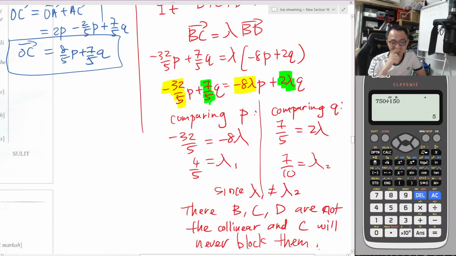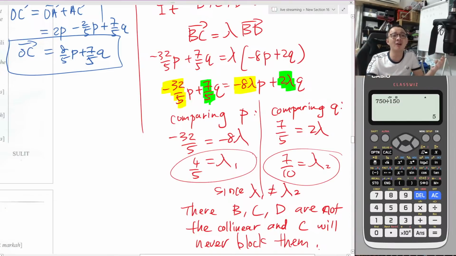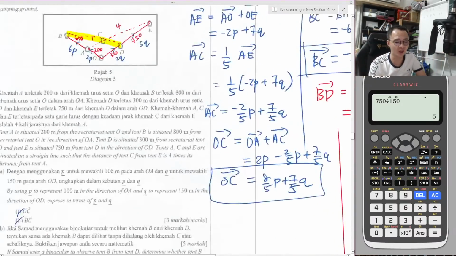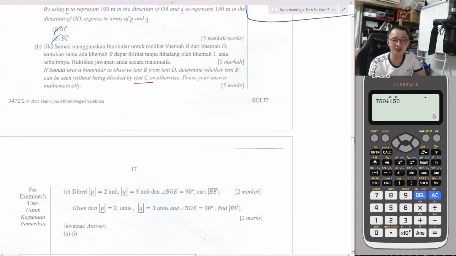Okay, so you should know if both of these values are the same, then they are collinear, then it will be blocked. If they are not the same, it means they are not collinear, not a straight line definitely. You can actually observe the B from D, right? So it doesn't block it at all. Okay, so this is how we do this kind of question.